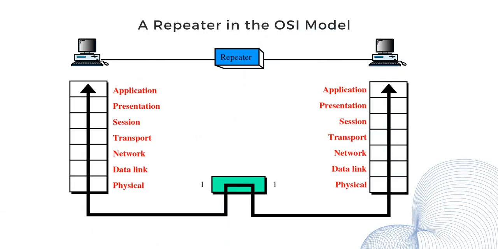So that is a diagram for the repeater in the OSI model. The two devices are connected by the repeater. That is the 7 layers of the OSI model on the left-hand side. The other device also has the 7 layers of the OSI model. The layers are the physical layer, data link, network, transport, session, presentation, and application. Likewise, on the other side we are using the 7 layers of the OSI model. So the repeater works only on the physical layer alone.